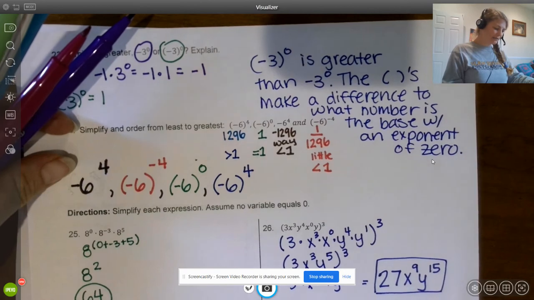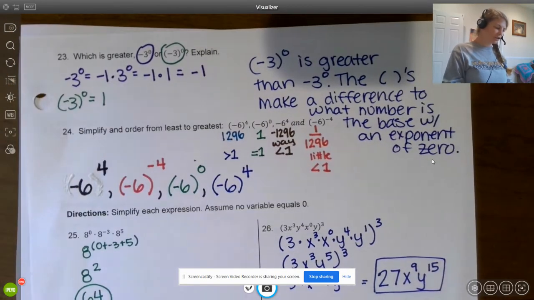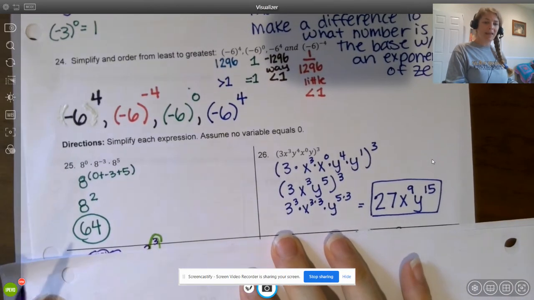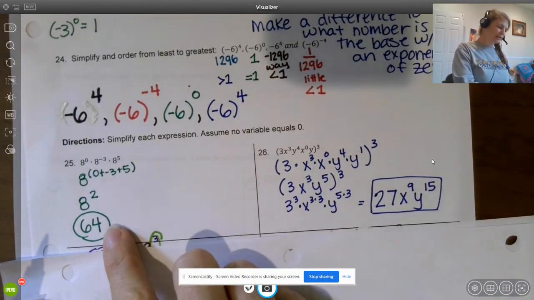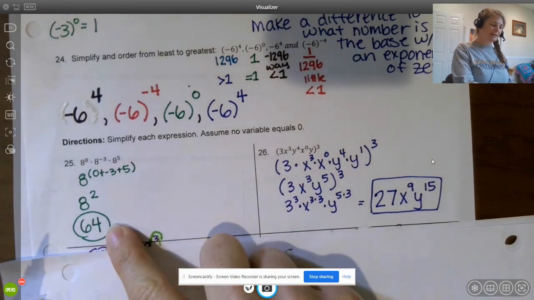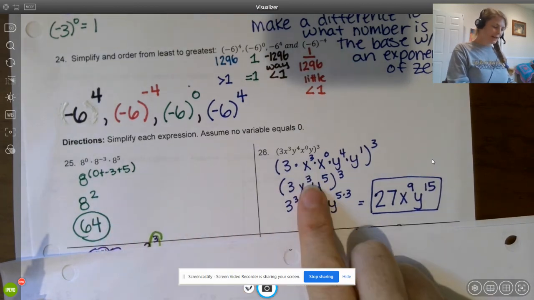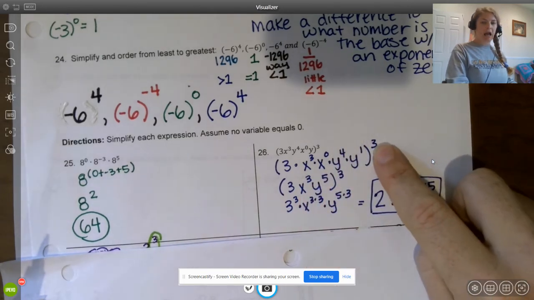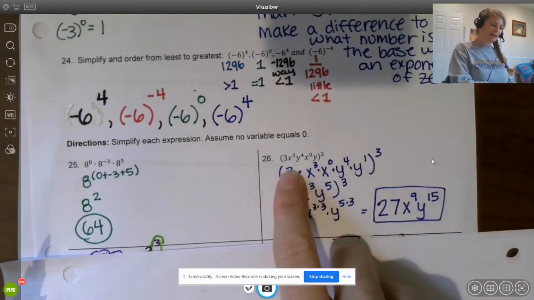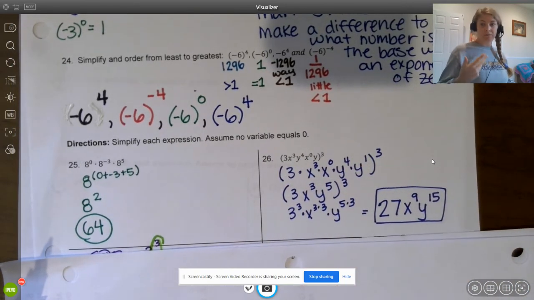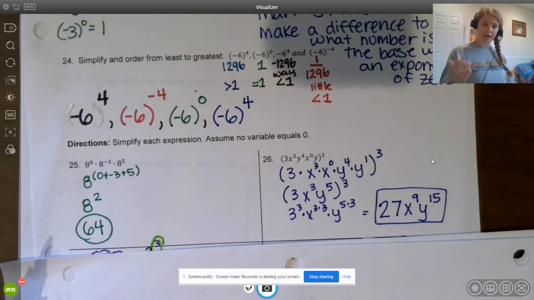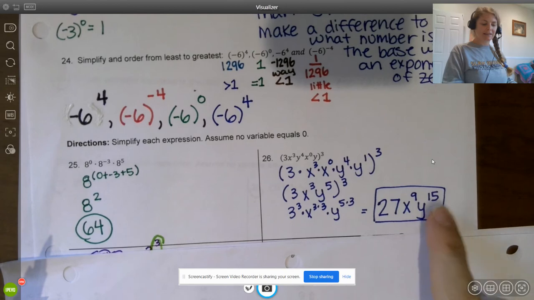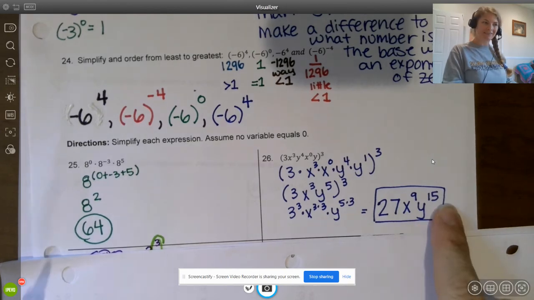Taking a look at 25 and 26, which you just finished, in 25 we're multiplying with the same base, so we can add our exponents. We get a sum of 2. 8 to the second is 64. For 26, taking a look here, this exponent of 3 on the outside. I decided to simplify what's on the inside first. I find that a little bit more efficient for me. You could do it either way. You'll end up with the same answer once you simplify completely. So here we get 27x to the 9th, y to the 15th.